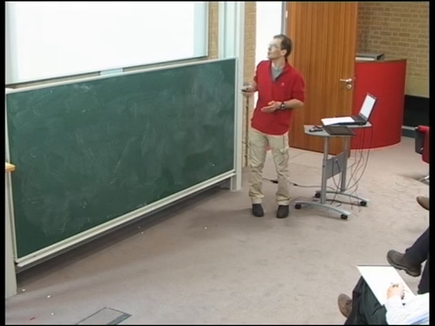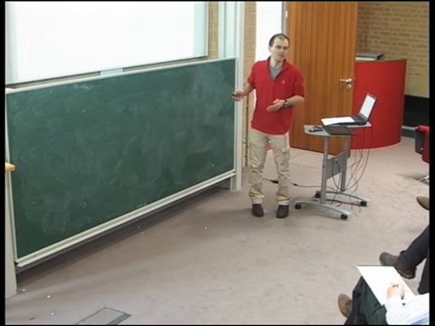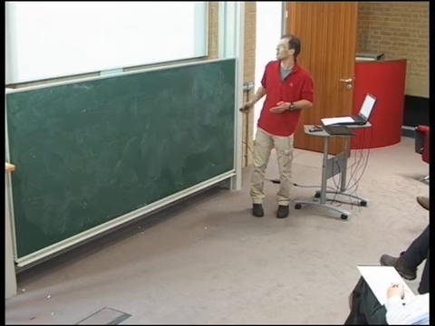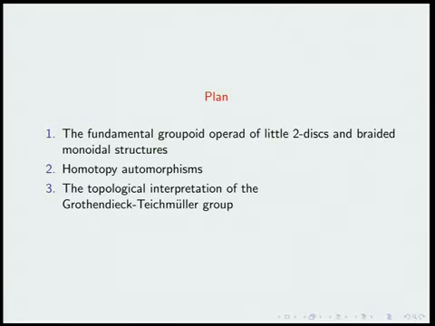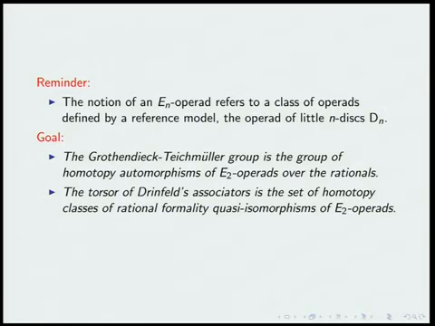So there is another statement, so maybe I will explain that next week, the relationship with associators. It's about the torsor of associators and homotopy classes of rational formality quasi-isomorphisms.